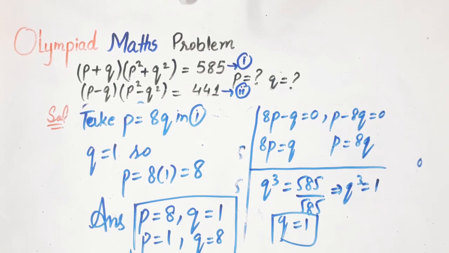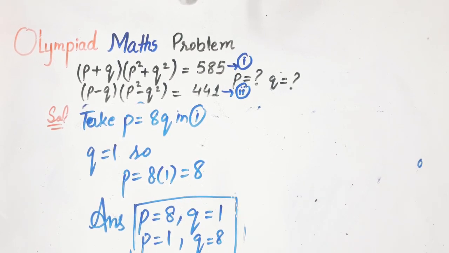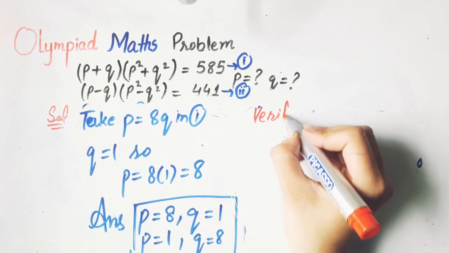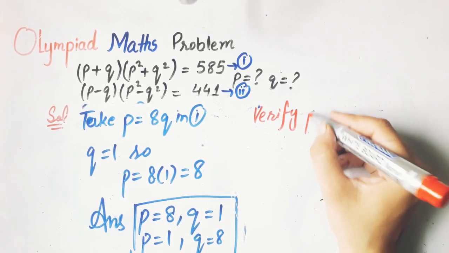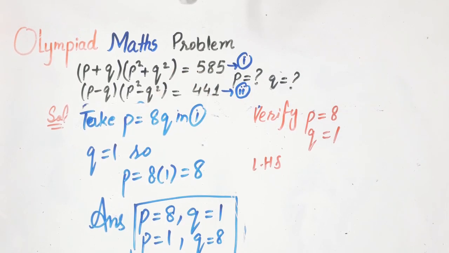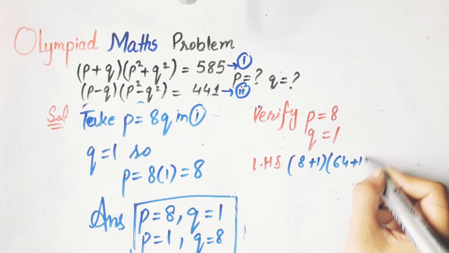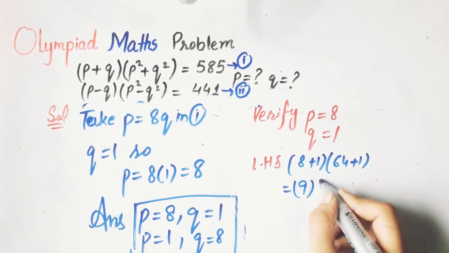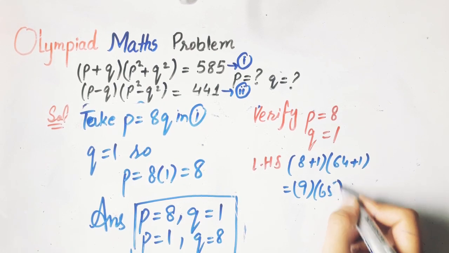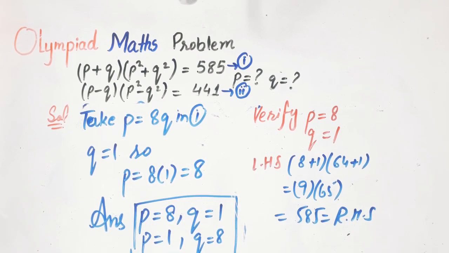Now we can do the verification also, to check whether our answer is correct or not. So do the verification. p is 8 and q is 1. The left hand side of any one equation gives us p plus q, that is 8 plus 1, times 64 plus 1, that is 9 into 65, that is 585, equals the right hand side. So this is the solution.